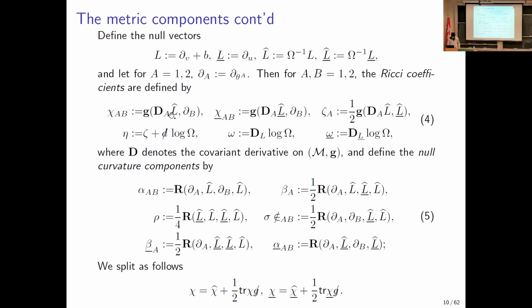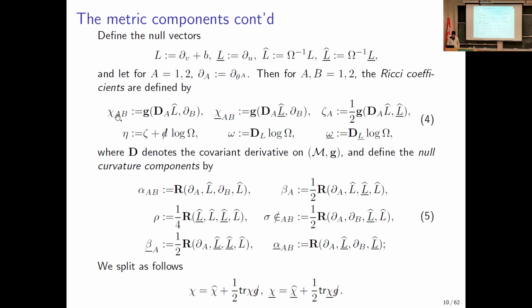Even for the wave equation, we will need just to know some of them. So this is the second fundamental form of sections, chi and chi bar. This is what we call the torsion. That's very specific geometric meaning. And these are all curvature components, but we don't need them today.